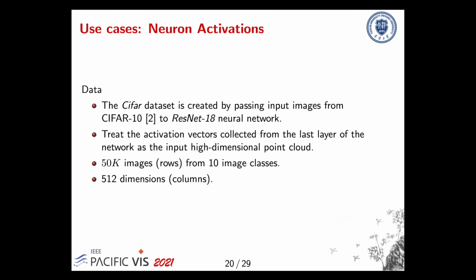Our second use case is to visualize neuron activations collected from a categorical dataset. The data is collected by passing input images to a neural network, and collecting activation vectors from the last layer of the network. We then treat these activation vectors as the input high-dimensional point cloud to compute the mapper graph. There are 50K images from 10 image classes, including ship, truck, automobile, etc. Each image corresponds to an activation vector with 512 dimensions.